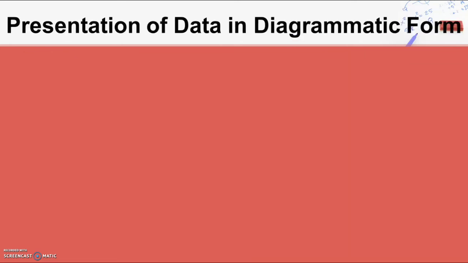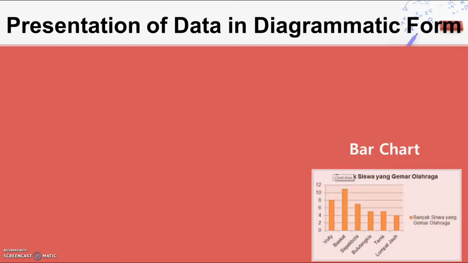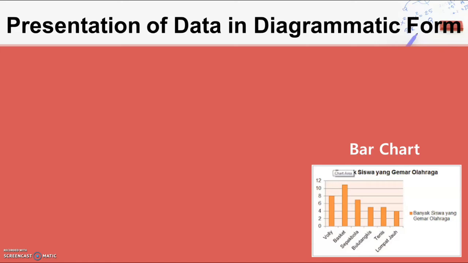Presentation of data in diagrammatic form. In the diagrammatic form, there are three kinds of diagram. First, bar chart. In a bar chart, the data will be drawn to form a rectangle that extends upward. Each rectangle must be the same width and must not be attached to one another.